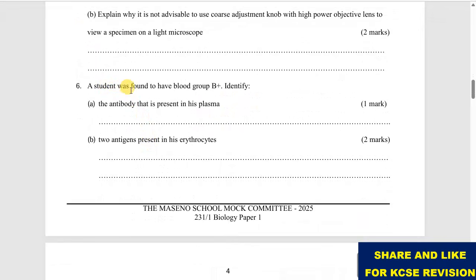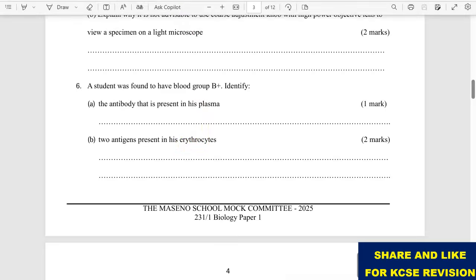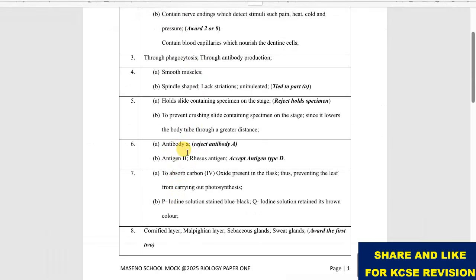A student was found to have blood group B positive. Identify the antibody that is present in his plasma, and two antigens present in his erythrocytes. Antibody A, reject capital A. If you write capital A, it will be rejected. Antigen B, and rhesus antigen, accept antigen type D.